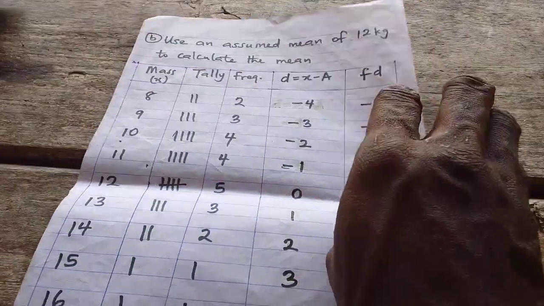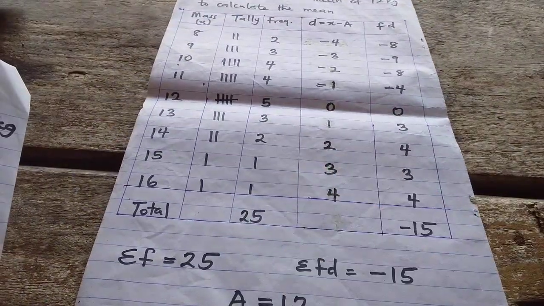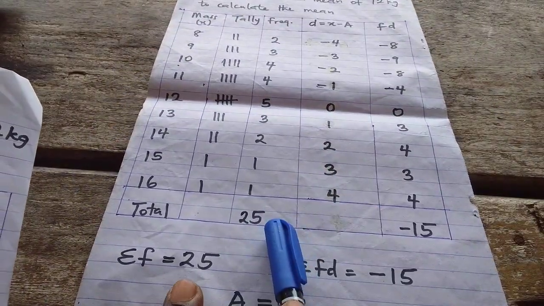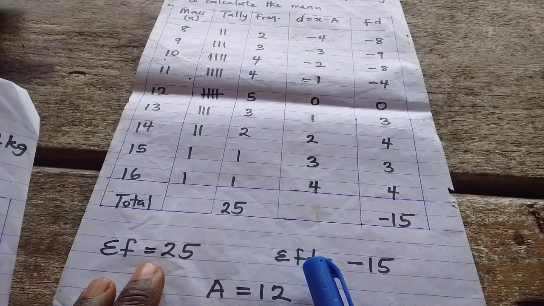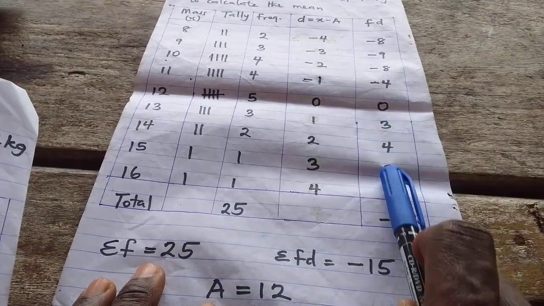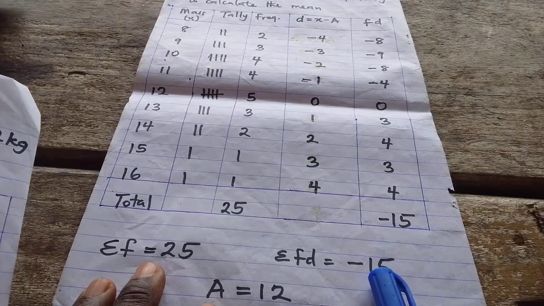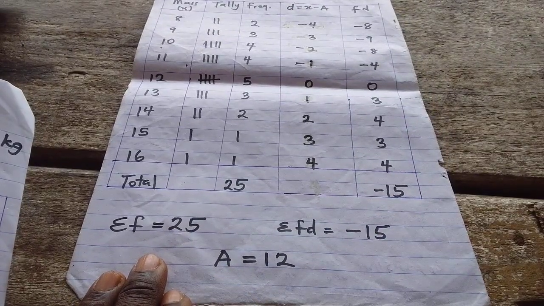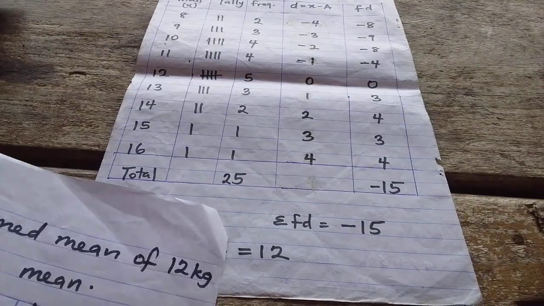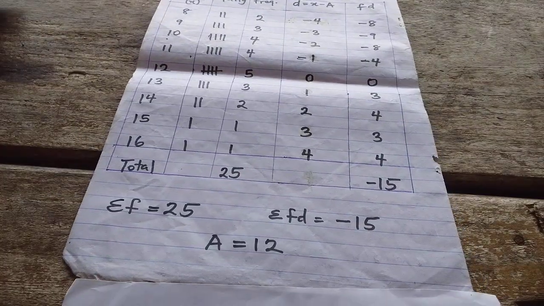So from here, you need the summation f. Your summation f here is what? 25. Then you need the information for summation fd. So summation of fd is this minus 15. And the assumed mean is what? 12. So we are now going to substitute into the formula.